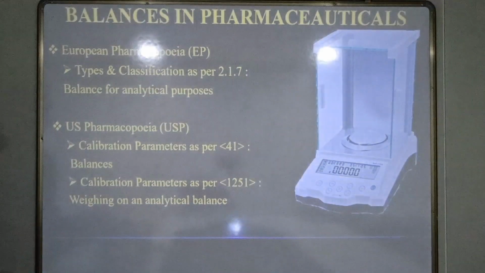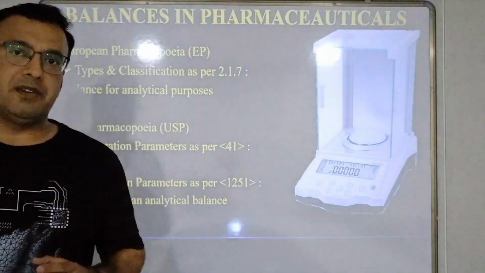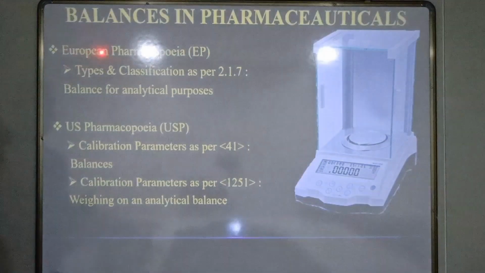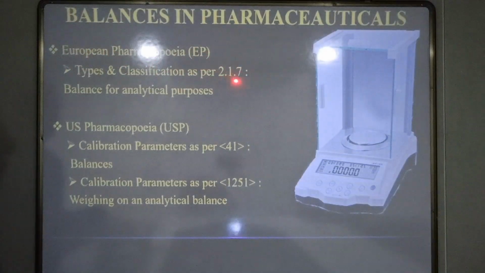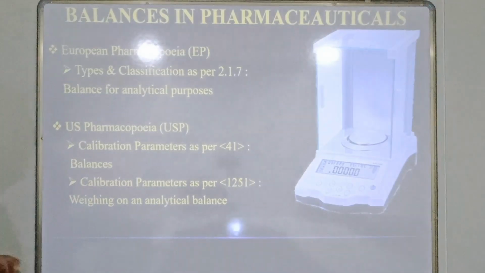There are two general chapters for balances in the US Pharmacopoeia, and those are USP General Chapter 41, titled Balances, and USP General Chapter 1251, titled Weighing on an Analytical Balance. But types and classifications are not given in both chapters. They are given in European Pharmacopoeia General Chapter 2.1.7, and that's why I am taking two different pharmacopoeias here.